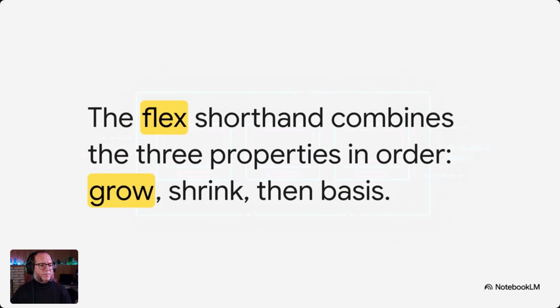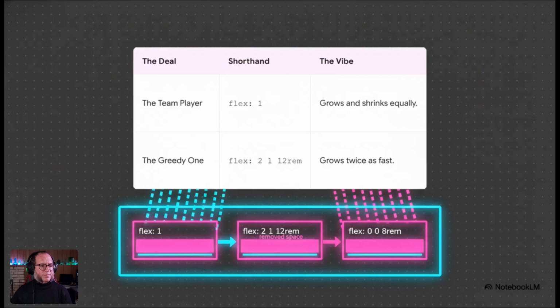Now, out in the real world, you'll almost always see these 3 values wrapped up into one, the Flex shorthand. And the order is always the same: grow, shrink, and then basis. So let's look at a few personalities. You've got the team player using Flex 1. That's just shorthand for 1 1 0%, your classic, super flexible item.